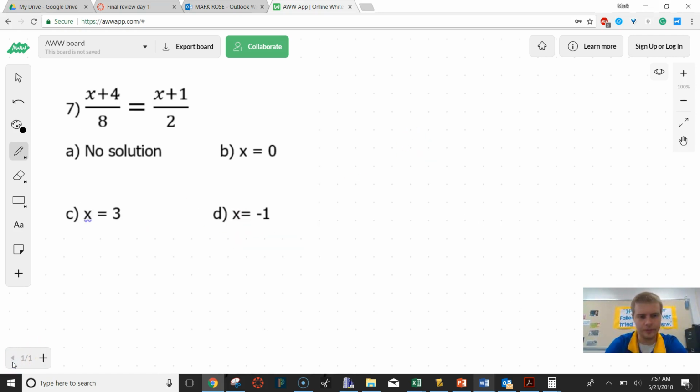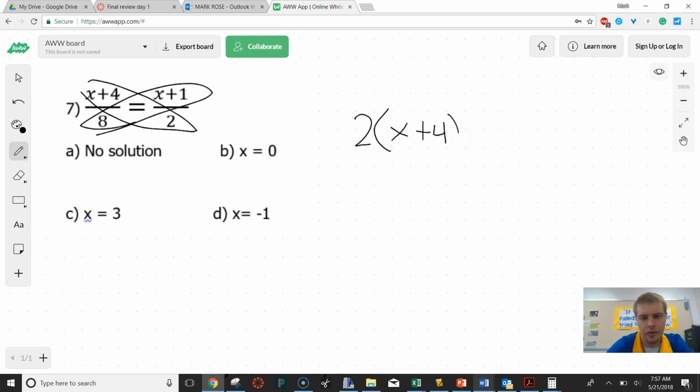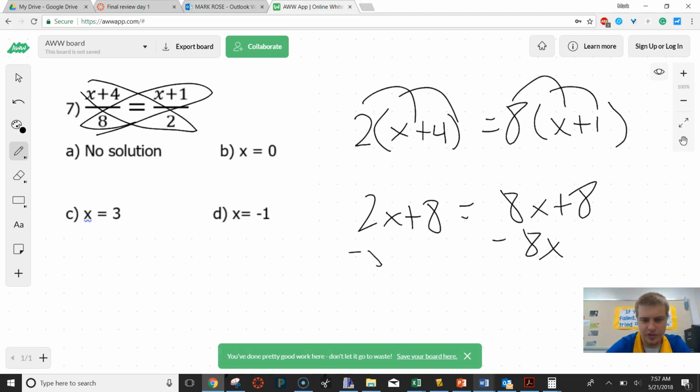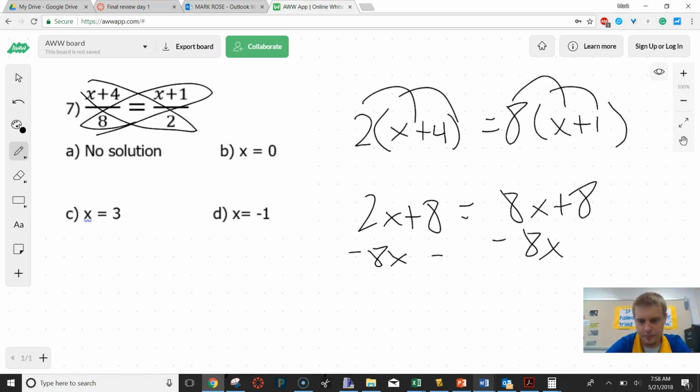Okay, so for this problem, we're going to solve the proportion, so we're going to actually just cross multiply. So when you multiply the 2, the big question is, does the 2 affect the x, the 4, or both? And the answer to this is both. Like it really is doing this when you cross multiply. So that is going to give us 2x plus 8. This is going to give us 8x plus 8. We're going to get all the numbers to the same side.